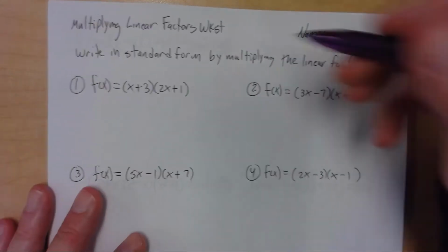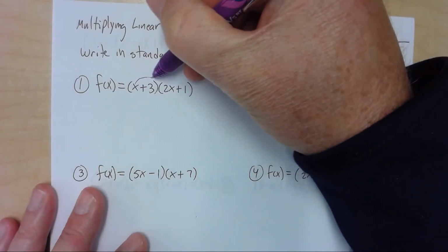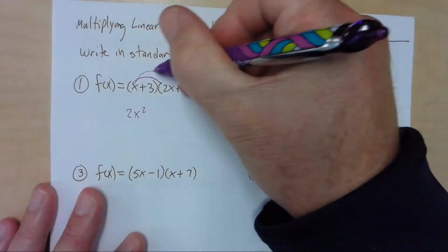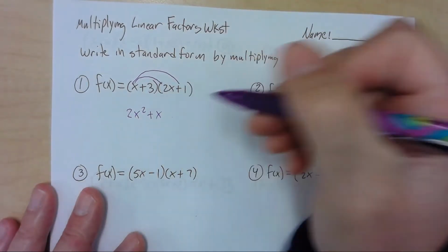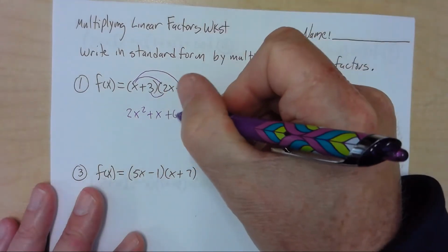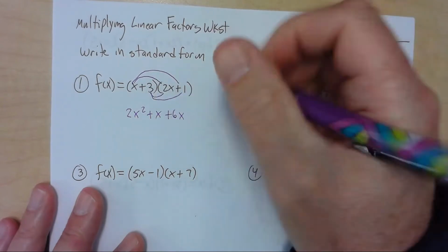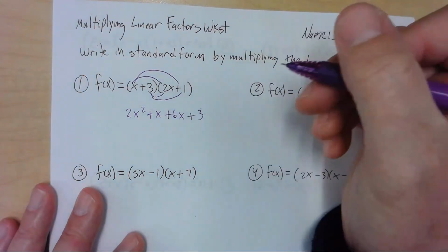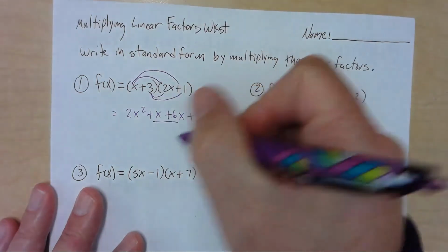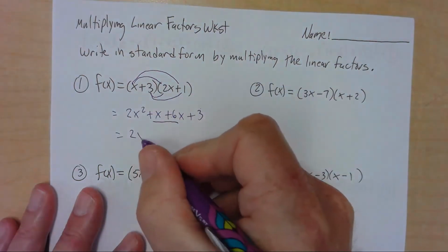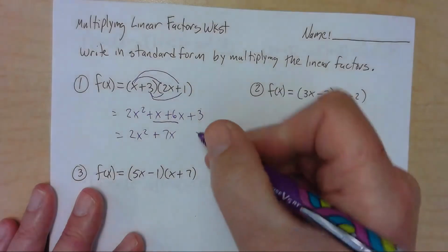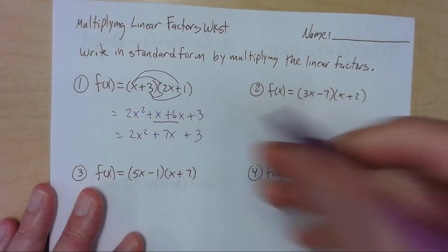So here we go. We're going to do x times the 2x, so we get 2x squared. X times the 1 is just x. 3 times the 2x, 6x, and then 3 times the 1 is 3. So we're going to now add the like terms together. These are the same, so we get 2x squared plus 7x plus 3. And there's the answer to that.